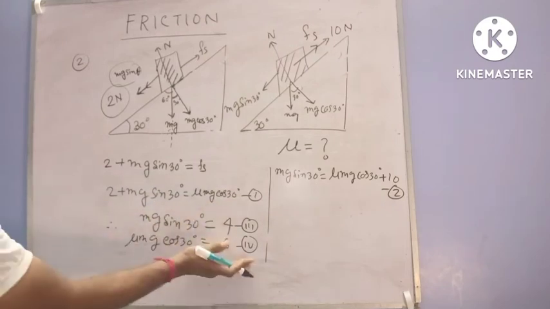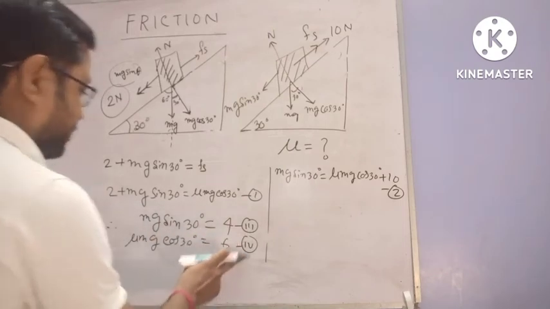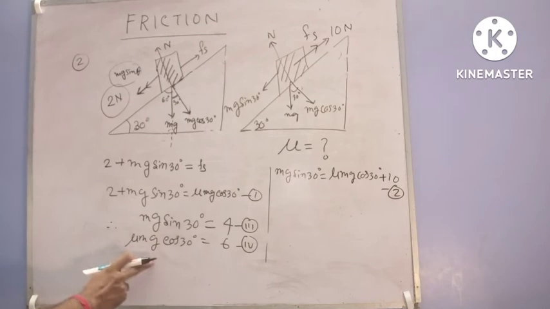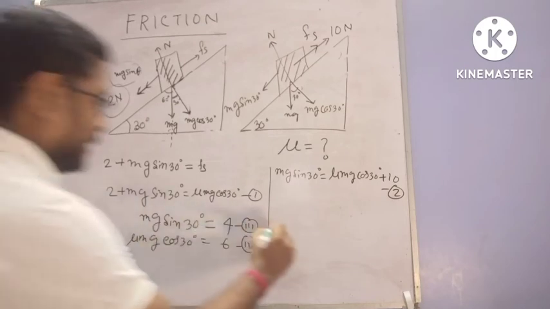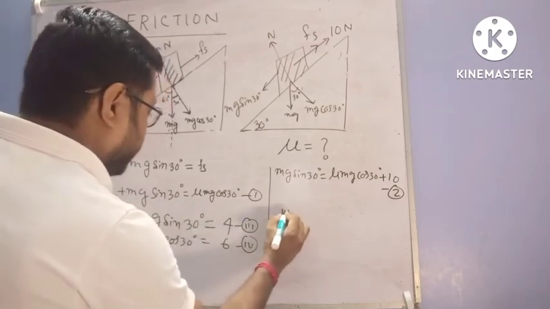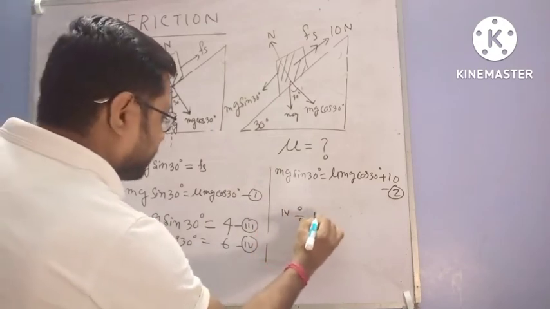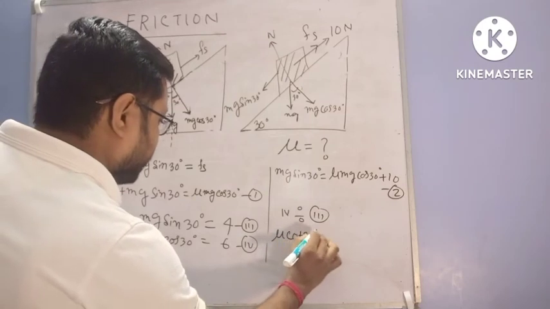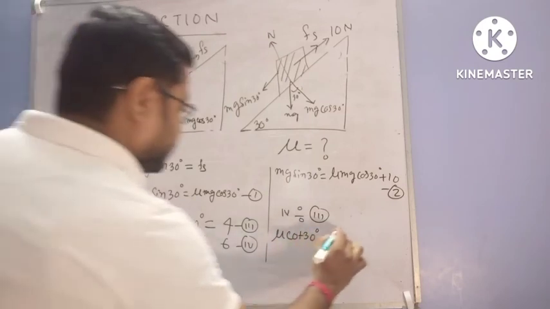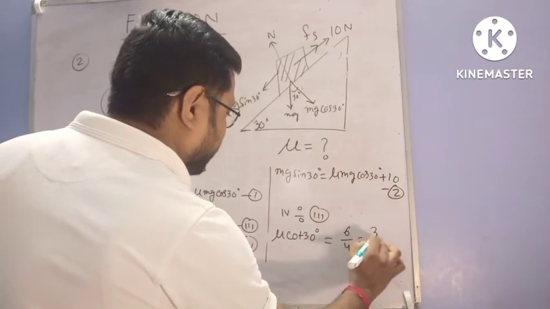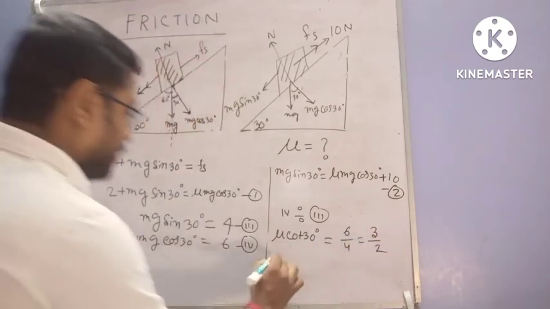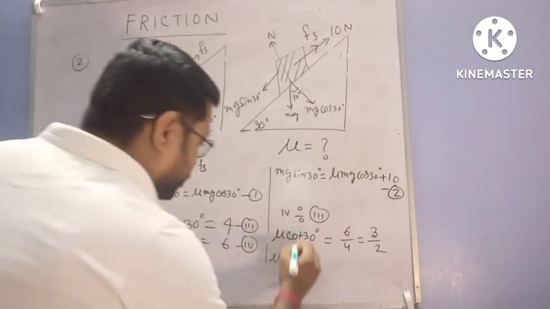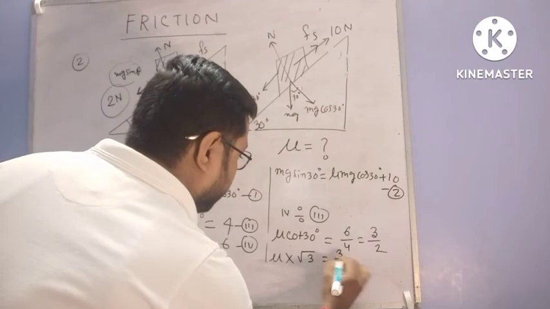Now, divide equation 4 by equation 3. Then what can we get? mg cancels, mu cot 30. Equation 4 divided by equation 3, we get mu cot 30 equal to 6 by 4, that is 3 by 2. Then what is the value of cot 30? Tan 30 means 1 by root 3, so cot 30 is root 3. So mu root 3 equal to 3 by 2.